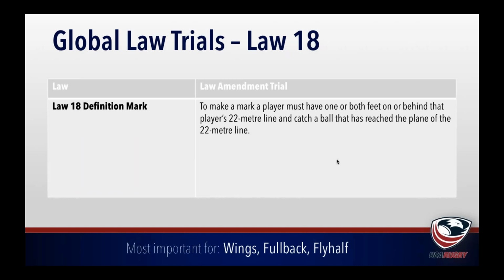So the idea with this is that the player must have at least one or both feet on or behind that player's 22-meter line. So the player themselves physically must be on or behind that line. As well, the ball must have crossed the plane of the 22. In the past, it could have been where the player had both feet in the 22-meter line who caught the ball outside of the 22-meter line, and we would have then called that as inside. But now it is such that the ball must have actually crossed that plane.